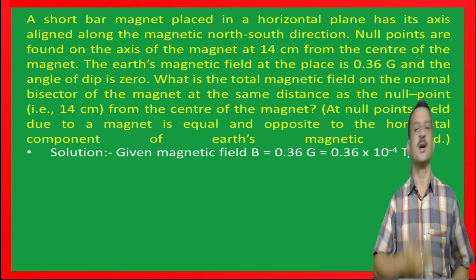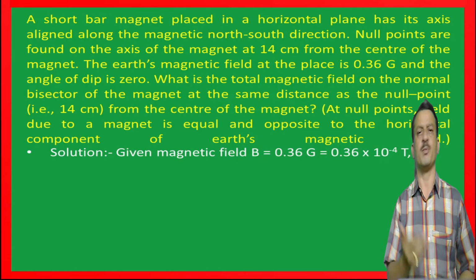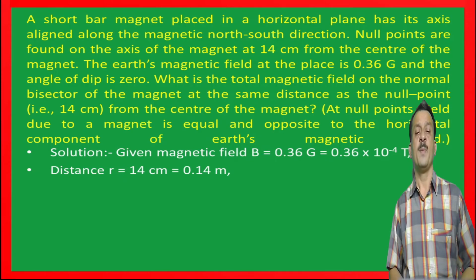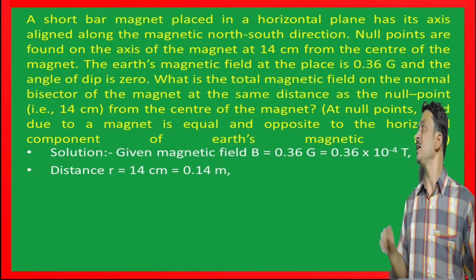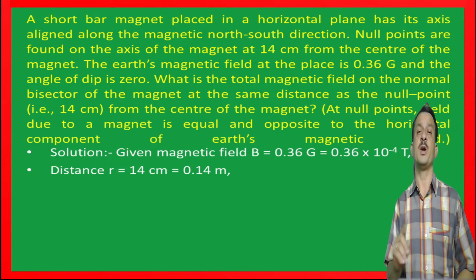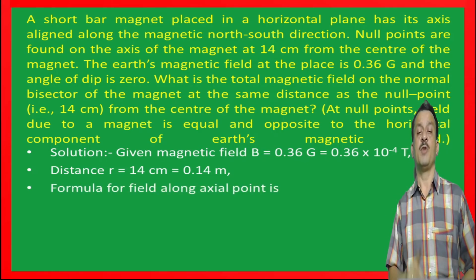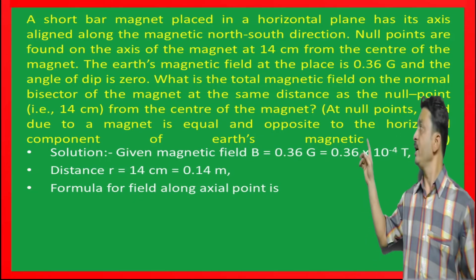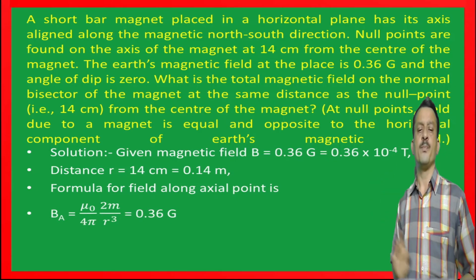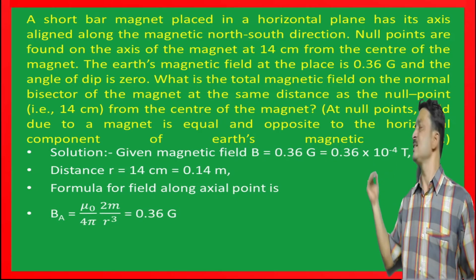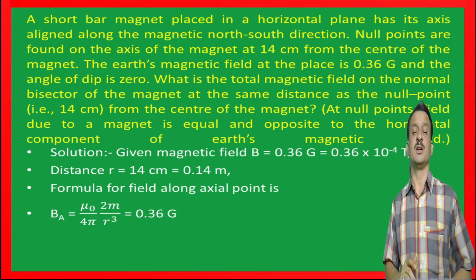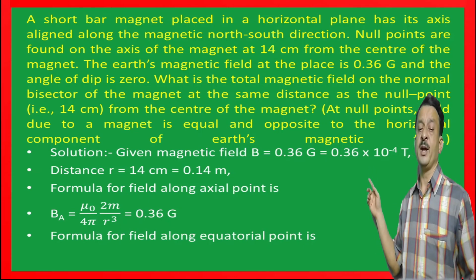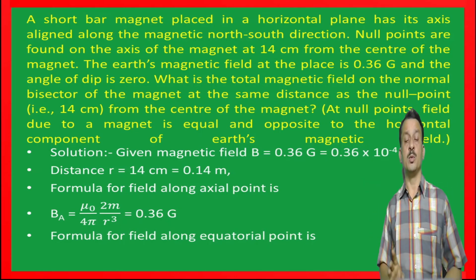It is not in SI unit. Convert it into SI unit, that is multiply by 10 to the power minus 4. That is 0.36 into 10 to the power minus 4 Tesla. Now the distance is given, r is equal to 14 centimeter. Convert it into SI unit, that is 0.14 meter. Now the formula for the field along the axial point is mu naught divided by 4 pi into 2m by r cube. That is equal to the given 0.36 Gauss. That value is already given. Now the formula for the field along the equatorial point is mu naught divided by 4 pi into m by r cube.